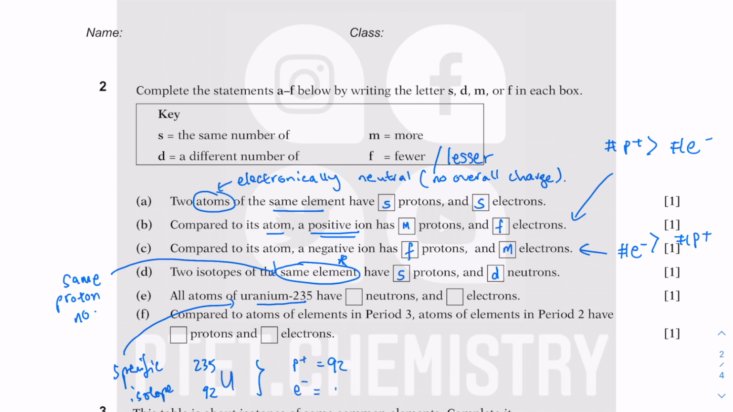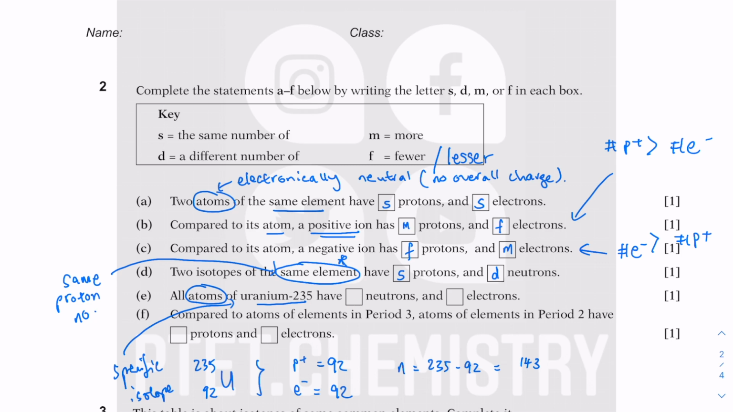The electron is going to be 92 because they specify atoms. Atoms meaning the number of protons will be balanced by the number of electrons, because overall there is no charge. And then the number of neutrons would be 235 minus 92, which is 143. Yep, 143 is correct.